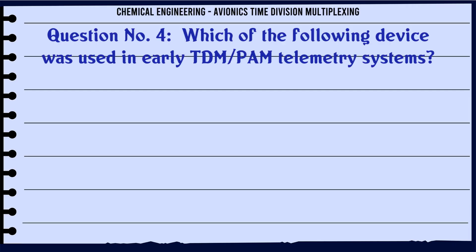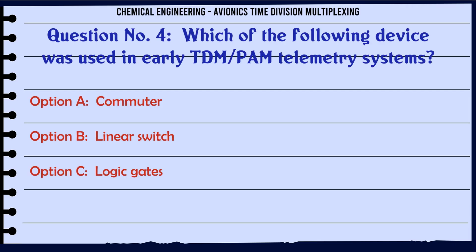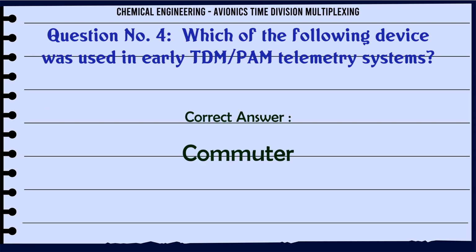Which of the following devices was used in early TDM PAM telemetry systems? A. Commutator, B. Linear switch, C. Logic gates, D. DSP. The correct answer is commutator.